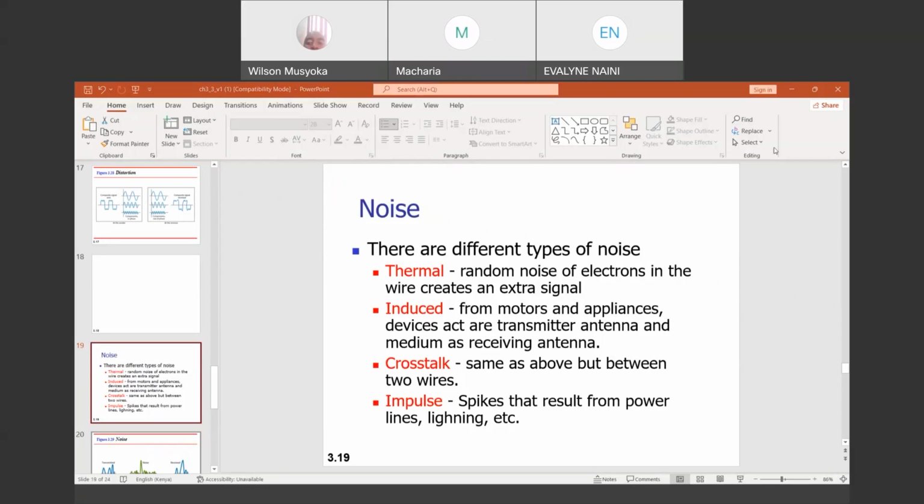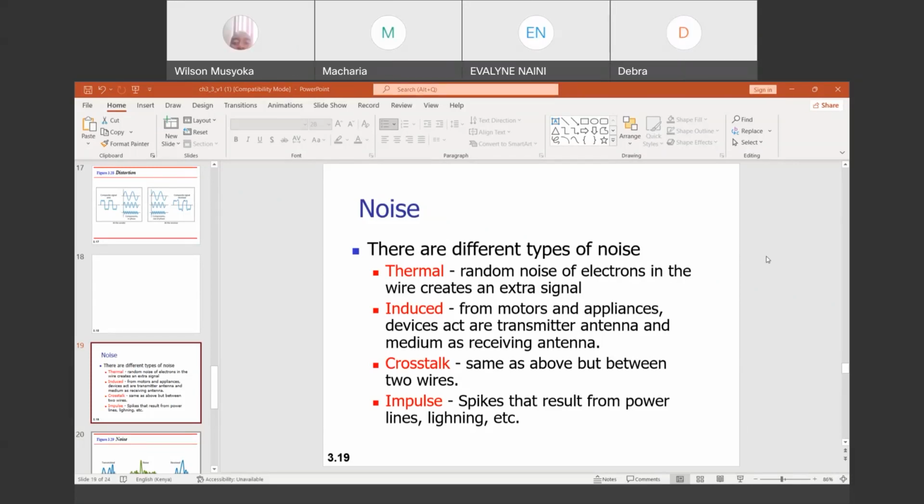When we are talking about noise, we talk about it being any unwanted signal that will be added to the transmitted signal, by which the resulting transmitted signal gets modified, and at the receiver side, it is very difficult to remove the unwanted noise signal. And so when we are talking about noise, then there are several types of noise. We usually have the thermal noise, whereby these are random noise of electrons in the wire creating an extra signal.